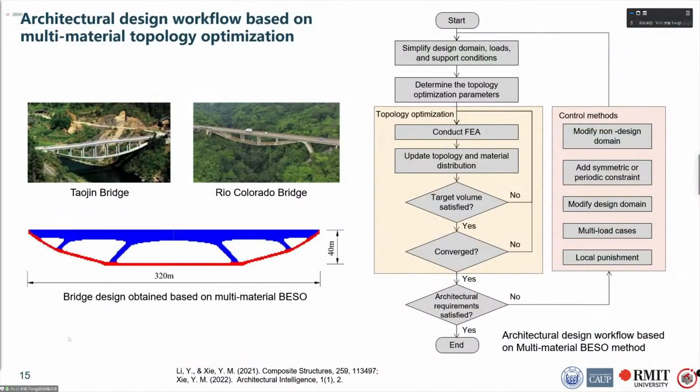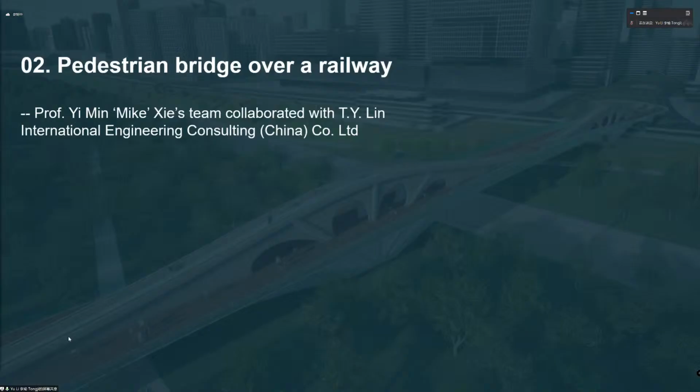Based on the proposed multi-material BESO method, which has been published in the Composite Structures journal, we have developed an architectural design workflow. The workflow mainly includes two parts: the topology optimization section and the control method. Structural efficiency is not the only goal that architects pursue. They need to consider other requirements like functionality, aesthetics, and construction costs. So we can use control methods like refining the design domain or adjusting topology optimization parameters until the architectural requirements are satisfied. Okay, let's see some cases.